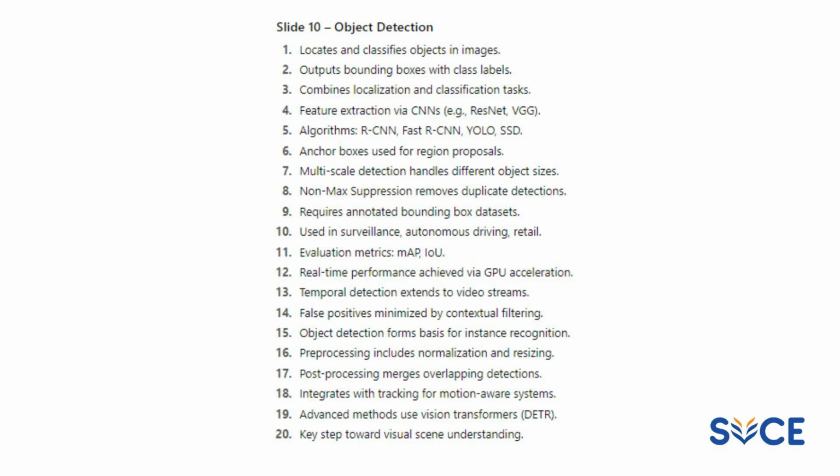Then SSD, the Single Shot MultiBox Detector, is similar to YOLO but uses multiple feature maps for detecting objects at different scales. So it balances speed and accuracy. Next one is Vision Transformers, which we call ViT, as well as DETR, which are newer architectures using transformer models from NLP, where the Detection Transformer learns object detection end to end without region proposals.